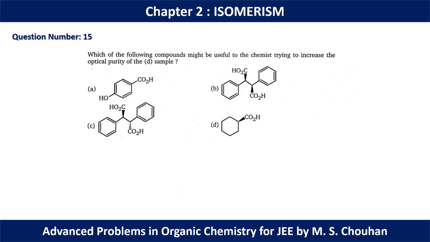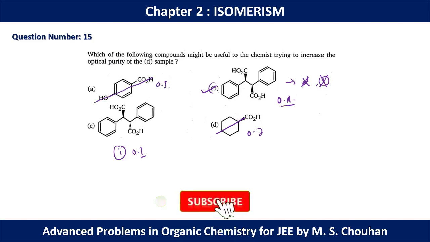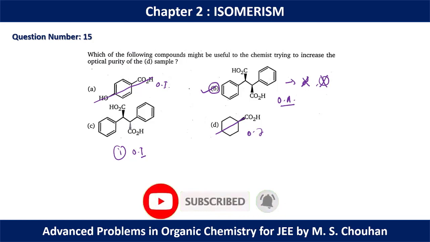In question number 15, which of the following compounds might be useful to a chemist trying to increase the optical purity of the sample? So this phrase implies that we need to find an optically active compound. Okay, so in this molecule we don't have any sigma or i symmetry, so option B is optically active. This should be the answer. We have one sigma plane here, this is optically inactive. i present here, this is optically inactive. Sigma present here, this is optically inactive, so only optically active is option B. So for question number 15, option B should be the correct option.